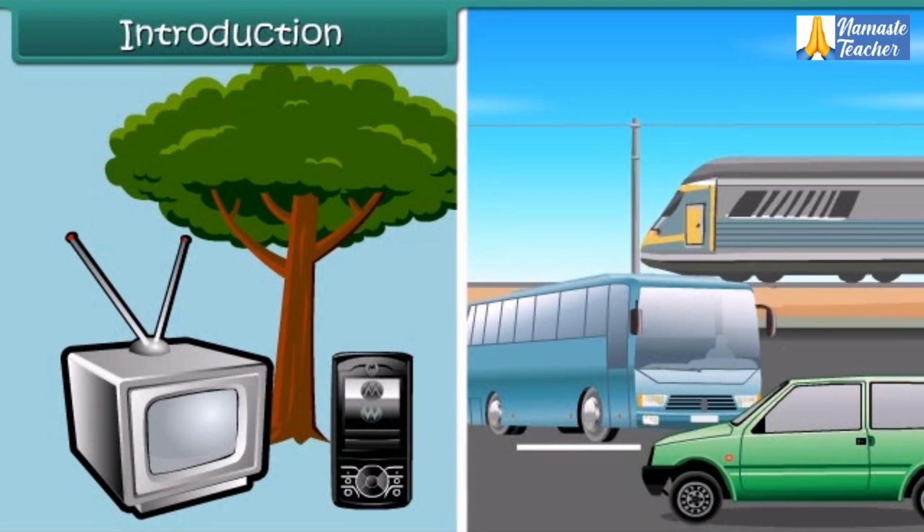Objects such as television, mobile, trees, etc. are static. In other words, their position does not change with time. Such objects are said to be at rest, whereas objects such as cars, buses, trains, etc. are non-static. It means that their position changes with time. Such objects are said to be in motion. Let us discuss motion and time in greater detail in this lesson.